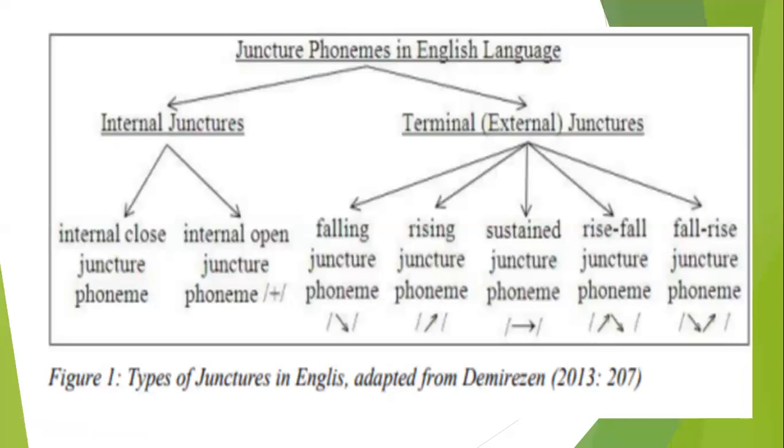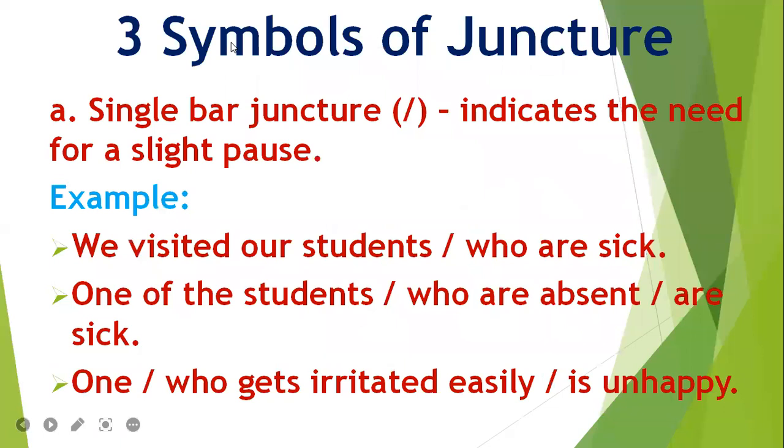Next, we have three symbols of juncture. So number one, this is a single bar juncture, and this is your symbol. It indicates the need for a slight pause. So we have examples here. Sentence number one, we visited our students who are sick. So take note, if you get this symbol, that indicates the need for a slight pause, just a very slight pause.